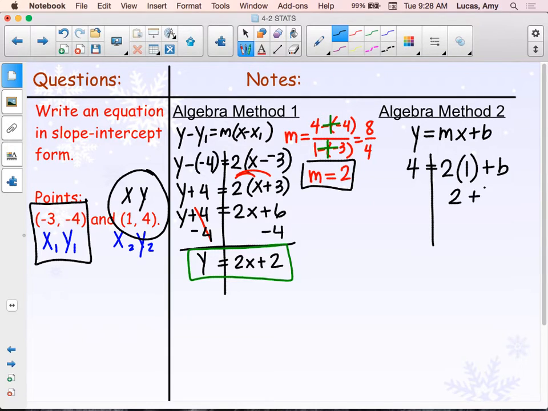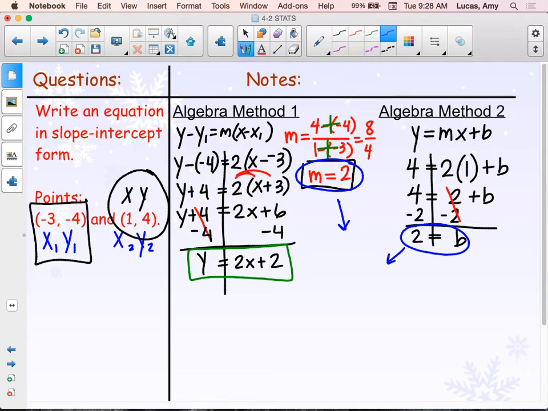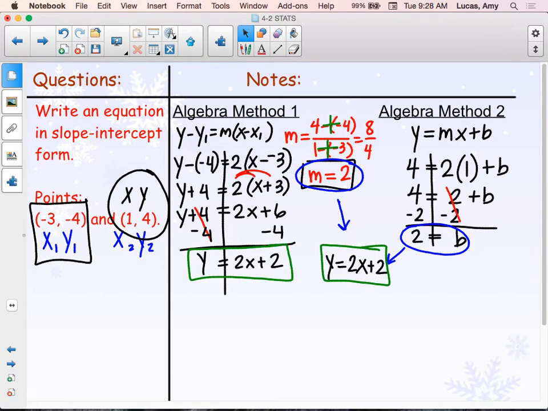2 times 1 is 2. Then I get rid of that 2 by subtracting it. So 4 minus 2 is 2. 2 is my intercept. Now I'm going to take that intercept and take that slope and write them in my answer. So y equals the slope times x plus the intercept. So I got the same answer either way. So you can choose your method, whichever one you like better, and solve to get your answer in slope-intercept form.